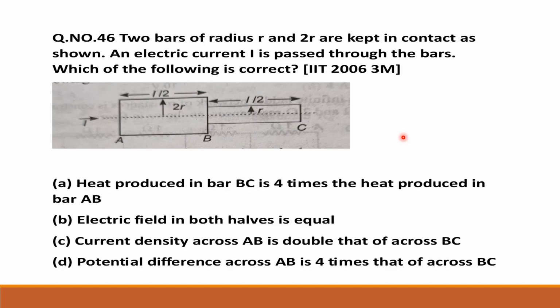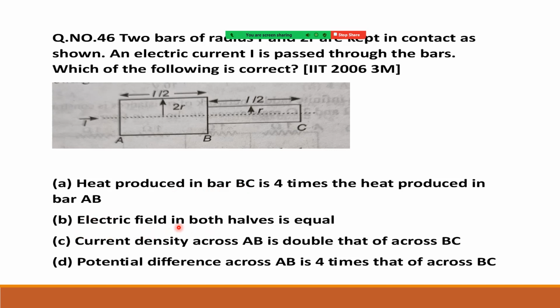You can see for AB, the radius is double. Radius double means cross-section area becomes 4 times. Then resistance becomes 1/4 times, because resistance equals rho L by A. Resistance becomes 1/4 times, which means heat produced, I square RT, with I the same, T the same, and R becoming 1 by 4. Therefore, in BC, heat produced is 4 times the heat produced in bar AB. So option A is correct.